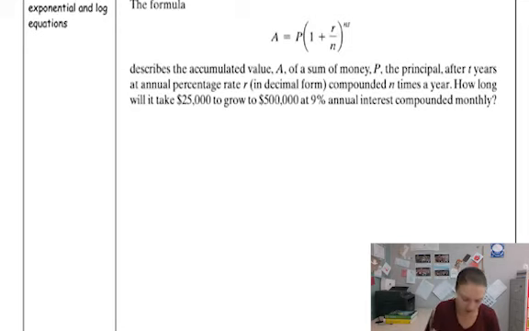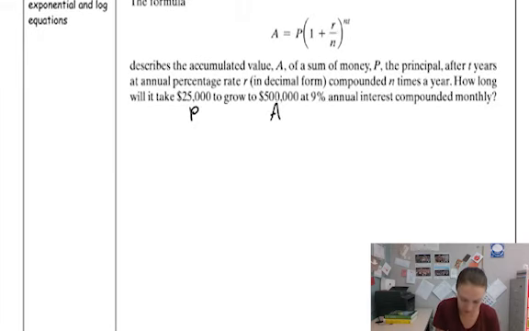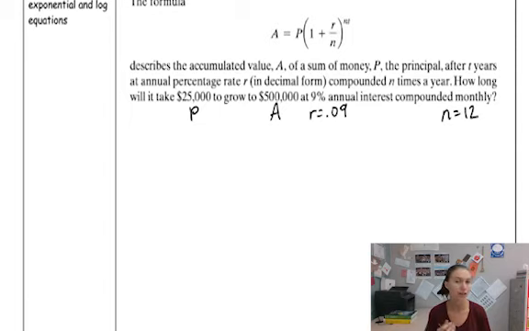How long will it take $25,000 to grow to $500,000 at 9% annual interest compounded monthly? So as I'm reading this, I'm kind of marking individual important pieces. If I start with 25,000, that's my P, my principal amount. 500,000 is what I want to end up with. 9% annual interest means r is 0.09. And if it's compounded monthly, that's 12 times per year.